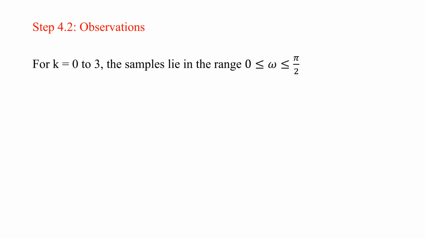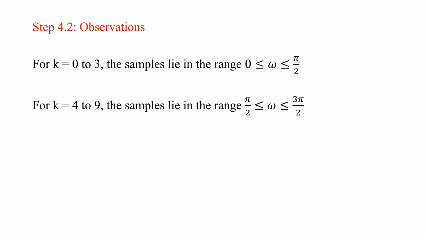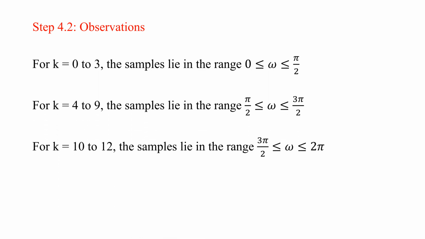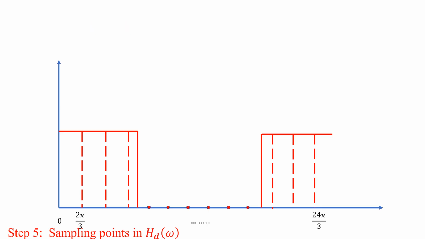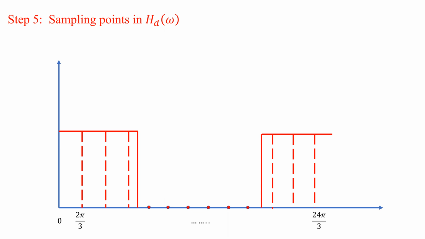For the omega k values, we have some observations. If the k value is from 0 to 3, the samples lie in the range omega from 0 to pi by 2. Similarly, for k values from 4 to 9, the samples lie in the range omega from pi by 2 to 3 pi by 2. Similarly for k is equal to 10 to 12 also. This observation we have to make. We are going to plot H d of omega.